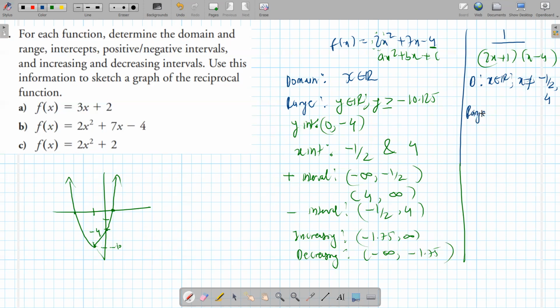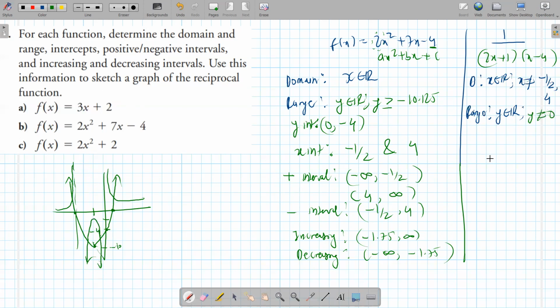What's the range of this reciprocal function? The range of a reciprocal function is always that y can't be 0. So y is everything, yeah? Actually, if you look at this, what would the range look like? It's gonna look something like this. You'll have this, you'll have this, and you'll have something like this. So y can't be 0.